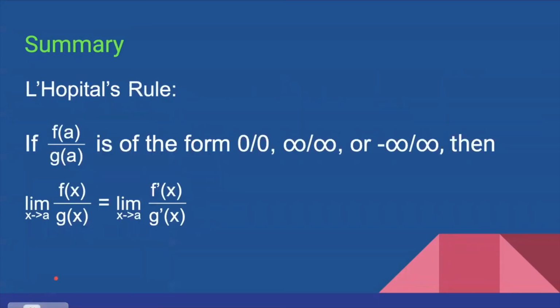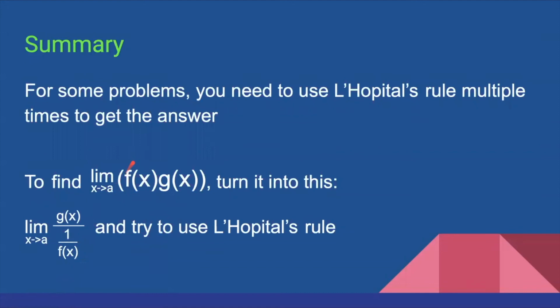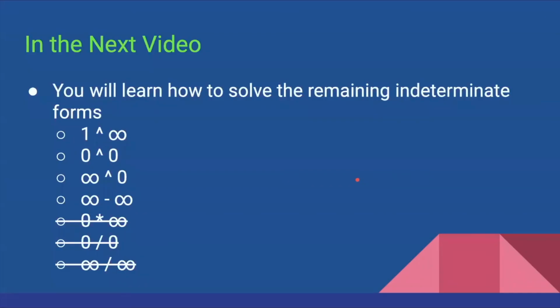So this is a summary. This is L'Hopital's rule right over here. You can just take the derivative of the numerator and the denominator. For some problems, you need to use L'Hopital's rule multiple times. And to find the limit of a product of two functions, you turn it into this, and then try to use L'Hopital's rule. In the next video, you'll learn how to solve the remaining indeterminate forms.